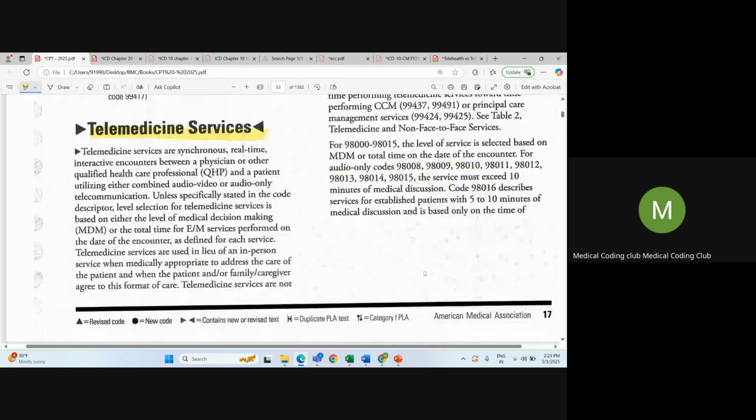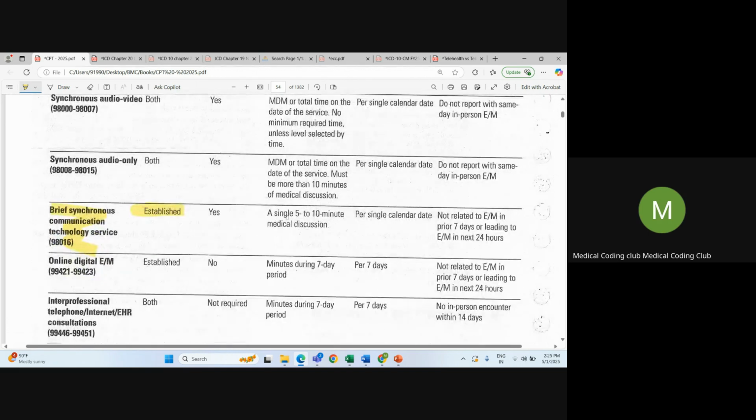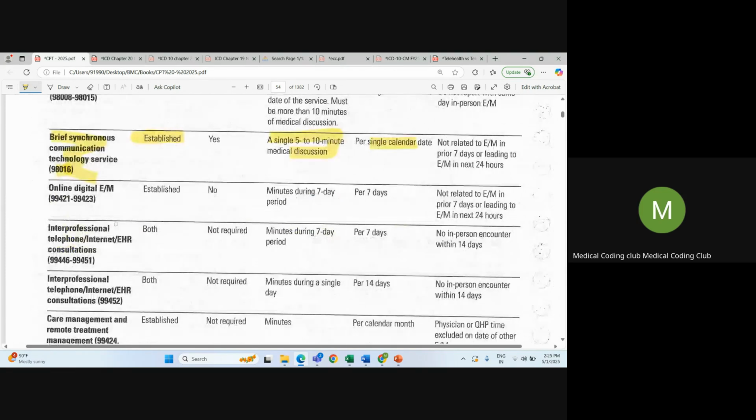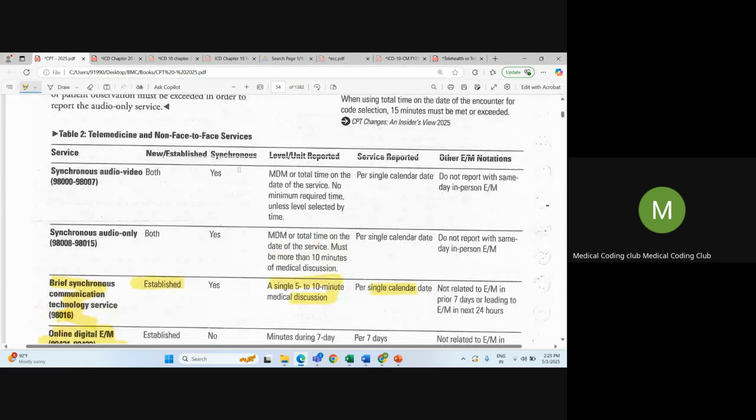And then for Medicare, you can also just check this chart. So see, brief synchronous communication, established patient only. So for single calendar date, 5 to 10 minutes medical discussion, you will use 98016. And online digital E/M, which is asynchronous, you are going to use this series of codes. Okay, so you can just check all of these things. Synchronous audio plus video and synchronous audio only.